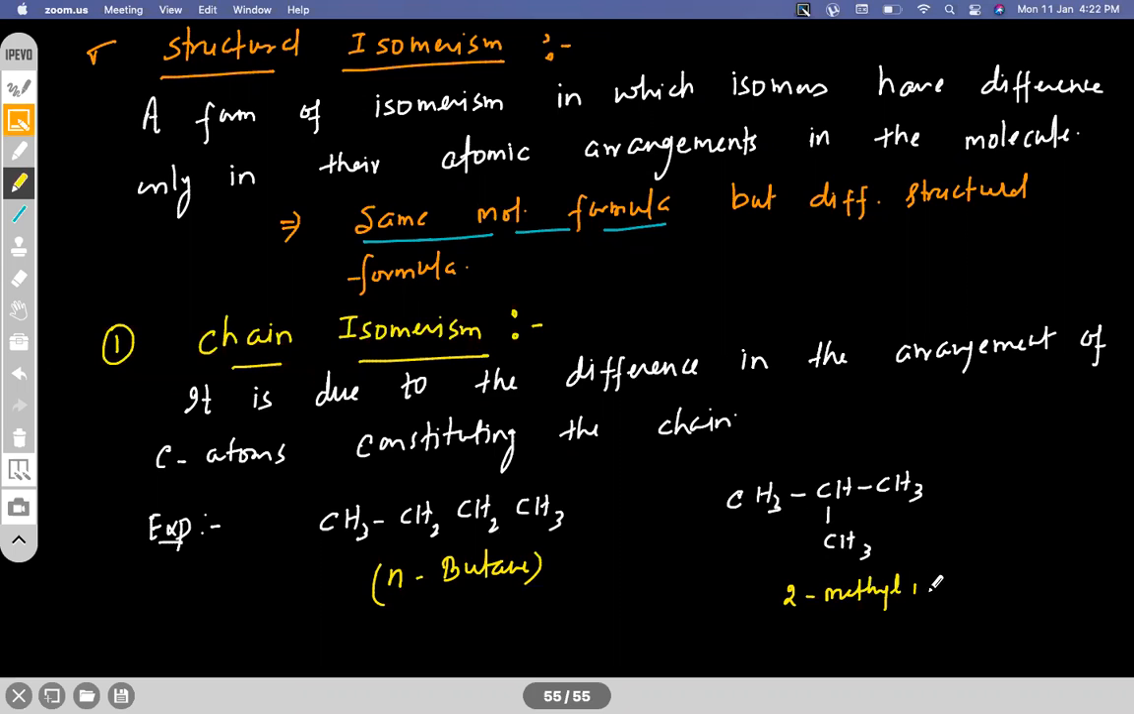If you look at the molecular formula, both are the same, but the number of carbon atoms in the chain is different. The parent chain here contains 3 carbon atoms, but here we have 4 carbon atoms. So we define chain isomers only when the number of carbon atoms in the parent chain is different with the same molecular formula. Keep that in mind. The parent chain should be different in the two molecules which have the same molecular formula. Then it is chain isomerism.